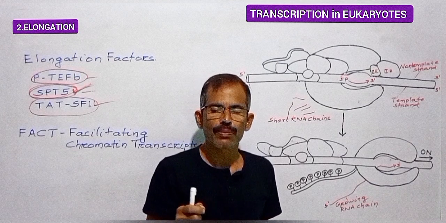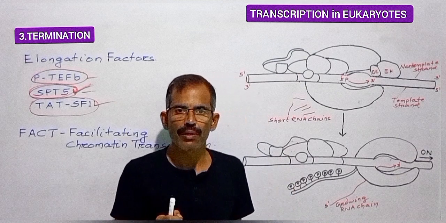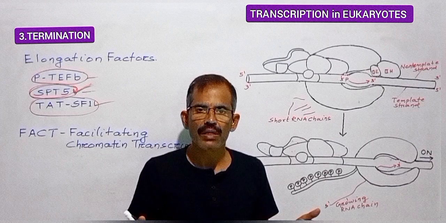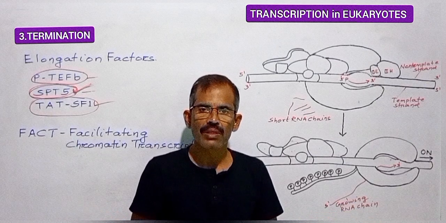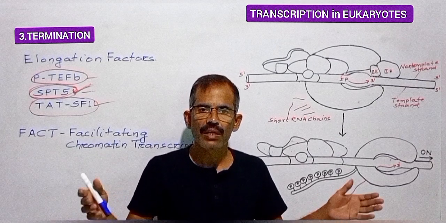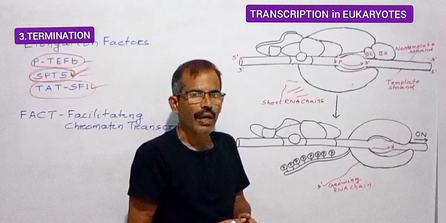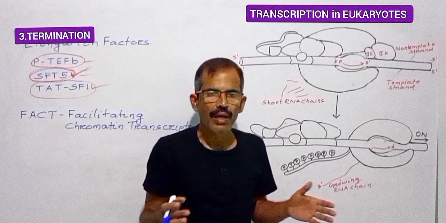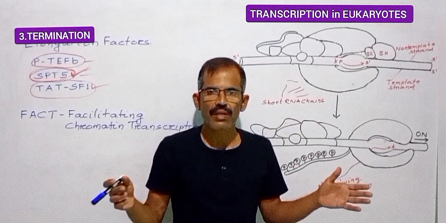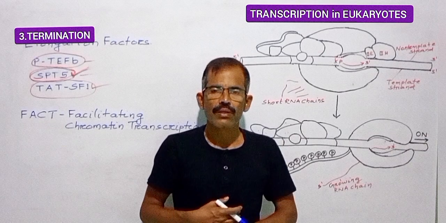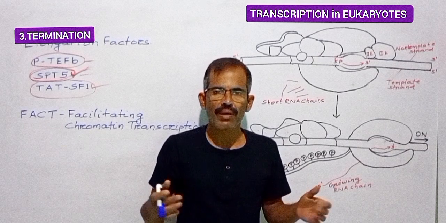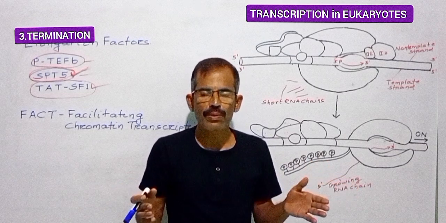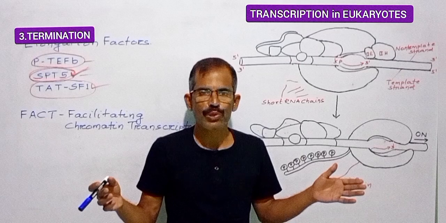The last stage of transcription is termination. In eukaryotes, there are two types of termination. One is factor-dependent termination and another is factor-independent termination. At this stage, the transcription complex is dissociated and the RNA transcript is released. In addition, the final RNA processing event, that is 3' polyadenylation, is also coupled to the termination of transcription.